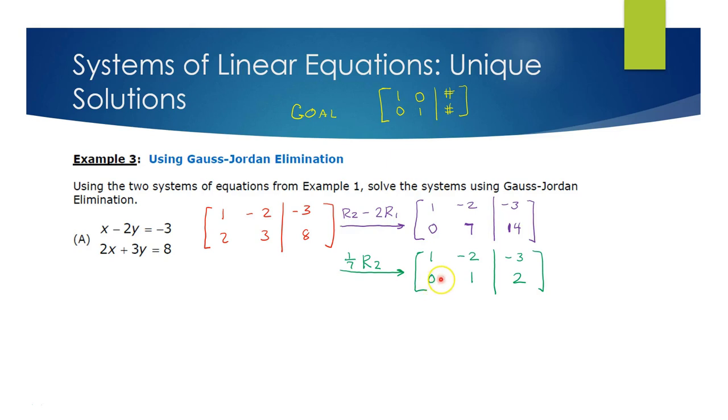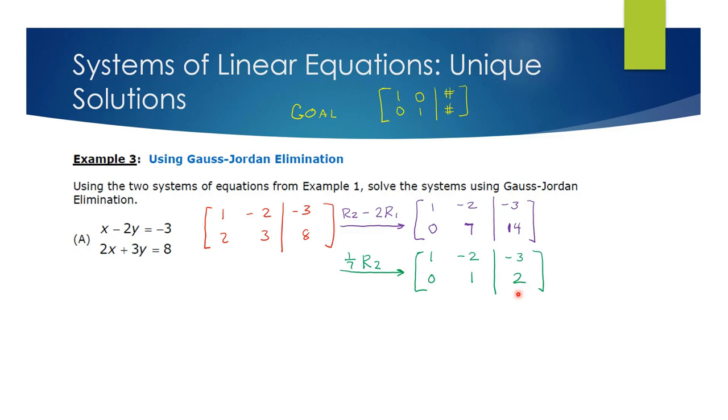Once I get that 0 here, and once I have this column established, any change I do from here on out should leave that column alone. If that's not happening, if I get that column to change in any way, I'm undoing some of the things I've done before, and I'm not going to get the answer I'm looking for. 7 times 1/7 is 1. 14 times 1/7 is 2. So I got this right here.